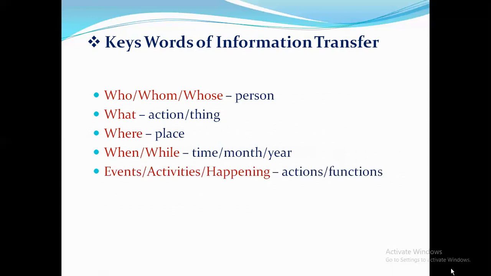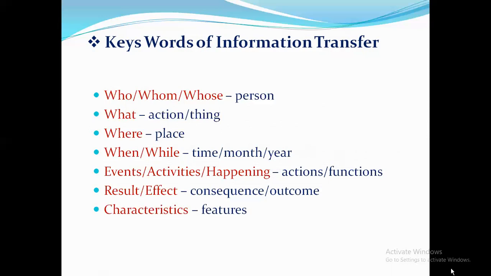If you get events or activities or happening, that means you have to write down about the actions or functions. If you get result or effect, that means you have to write down the consequence or outcome. If you get characteristics, that means you have to write down the features. If you get achievement or contribution, that means you have to write down the skills or deeds.